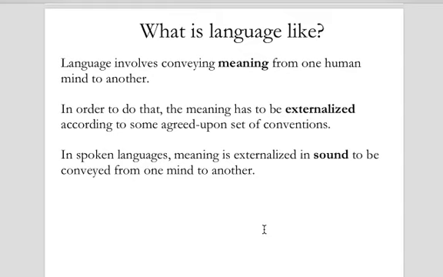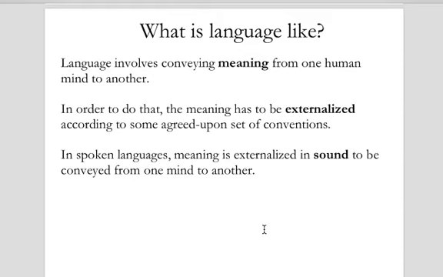Right? Well, in order to do that, the first thing you have to do is that the meaning has to be externalized according to some agreed upon set of conventions. Right? You can't see inside my head or read my mind. Therefore, there has to be some way of getting that meaning into an external form according to some agreed upon set of conventions. Right? And so far, nothing I've said about language here is different from any other communication system, animal, chemical, human, whatever. This is how any kind of communication works.